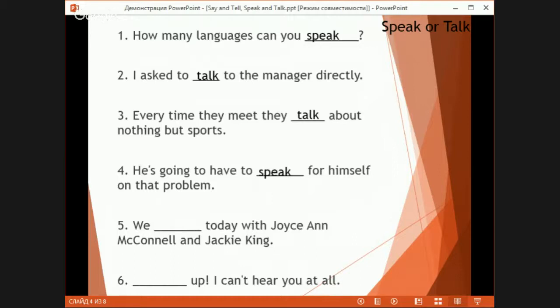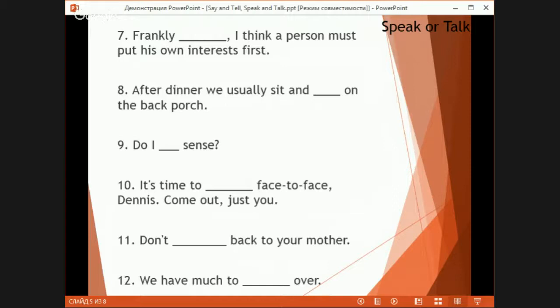He's going to have to speak for himself on that problem. This is more formal, like maybe it's a meeting. We spoke today with Joyce and McConnell and Jackie Kim. So this is for sure formal because we even say the person's surnames. And speak up is a phrasal verb. You have to learn phrasal verbs. It means like speak louder, please. I can't hear you at all. Next, please.